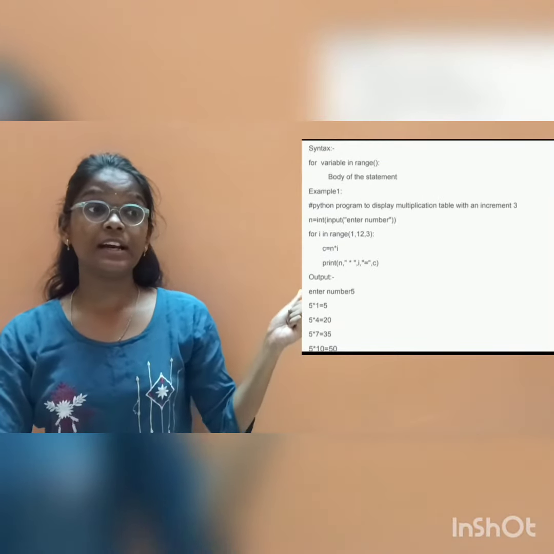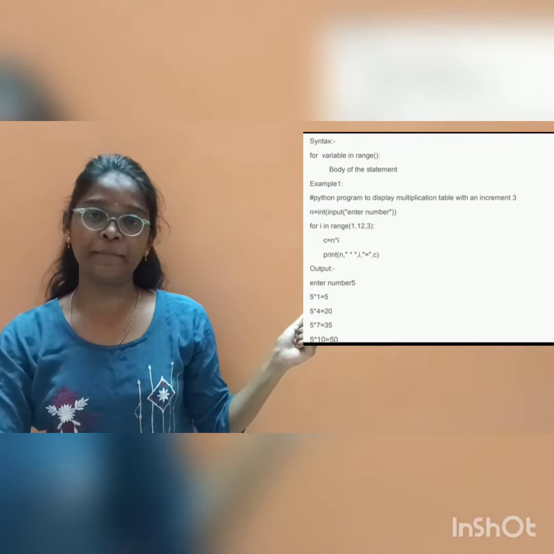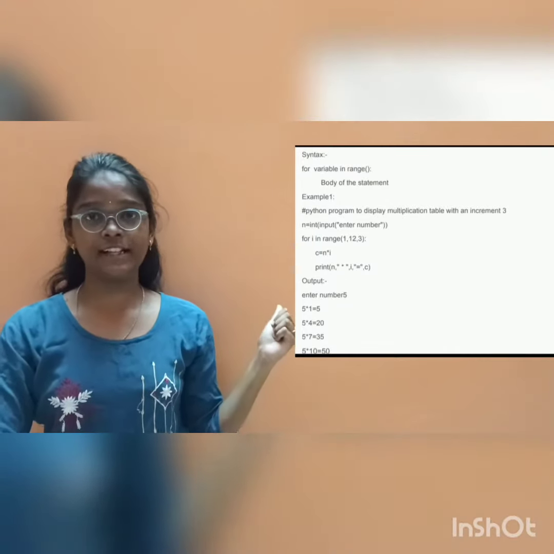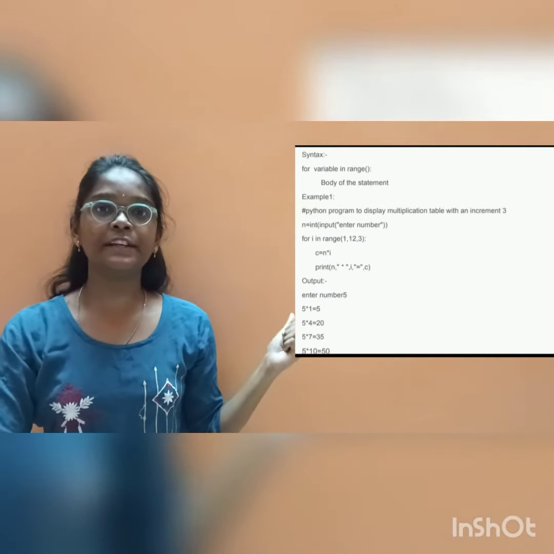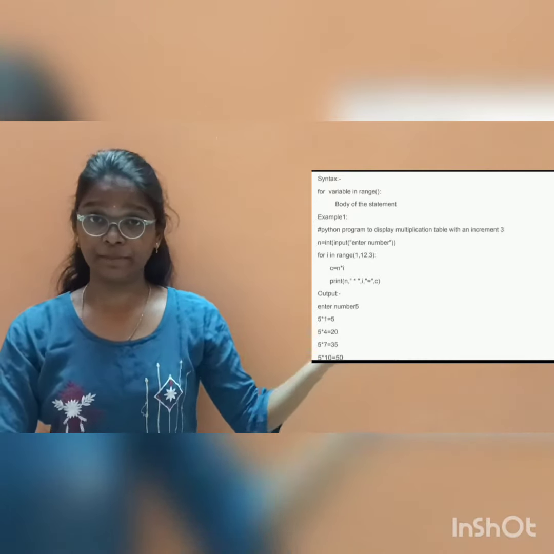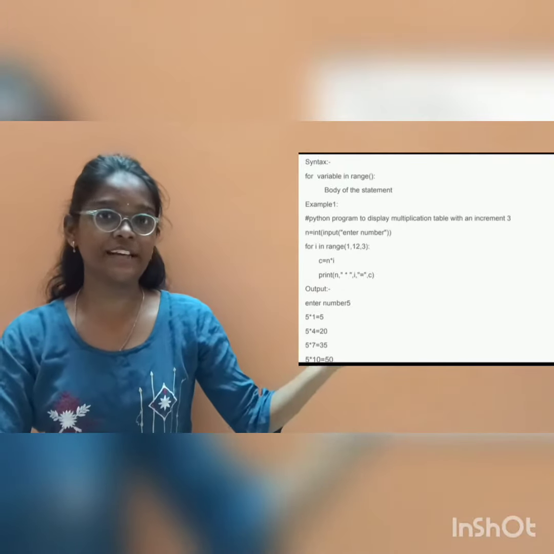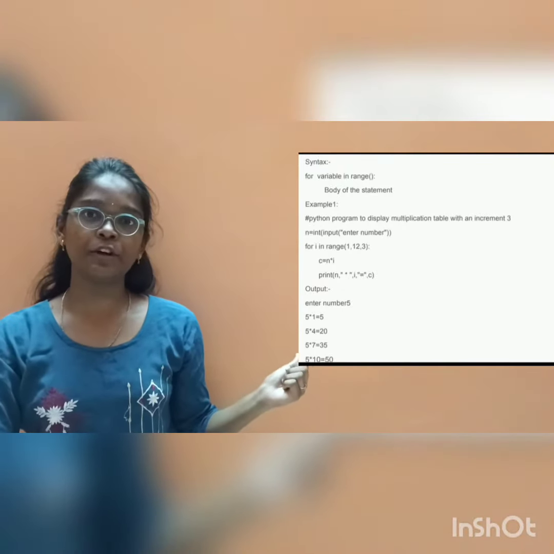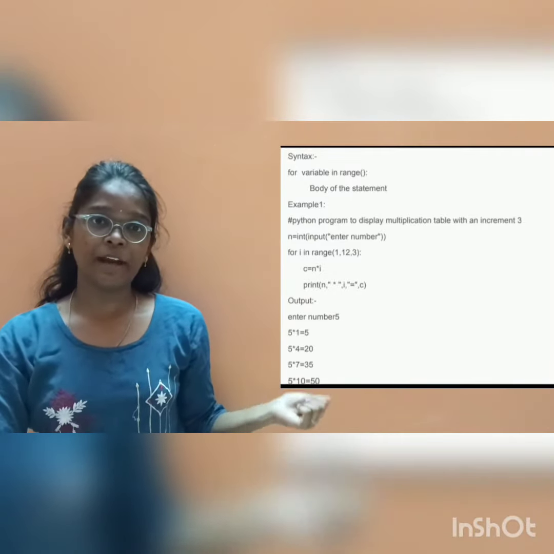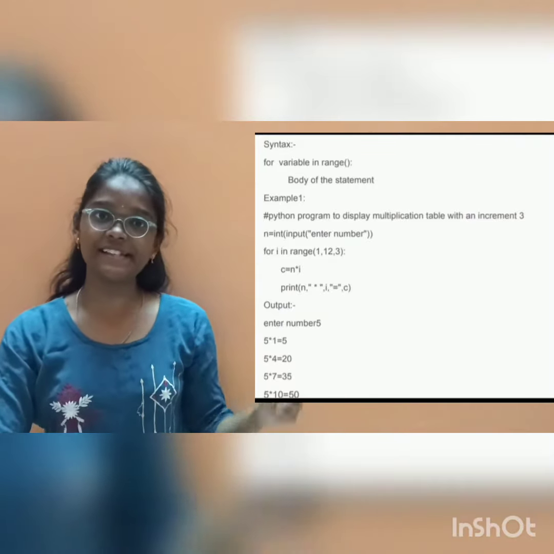For example, let us take displaying the multiplication table for a number in the range of 1 and 12 with step 3. First, take the user input of the number and take the for condition in range of 1, 12 and 3. Initialize c is equal to n star i and print the multiplication table. The output of the program will be as follows. And it stops at 10 because the last item is 12 and the step is 3.